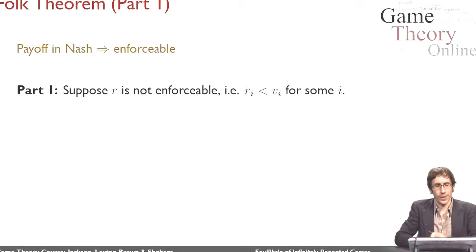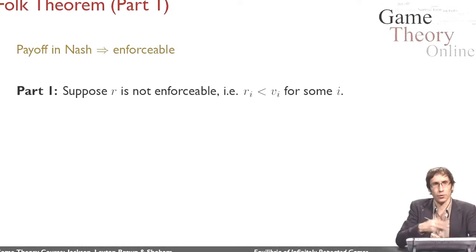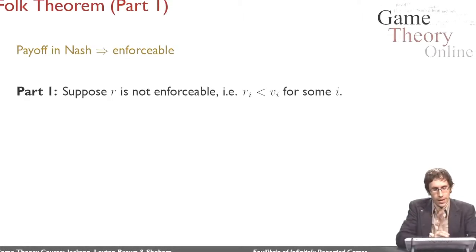So let's begin by proving the first part. Why is it that if the payoff is achievable in a Nash equilibrium, I can conclude that it must be enforceable? To prove this, I'm going to prove by contradiction. I'm going to begin by supposing that the payoff vector is not enforceable. If not, that means there must be some player i for whom his payoff Ri is strictly less than his min-max value.